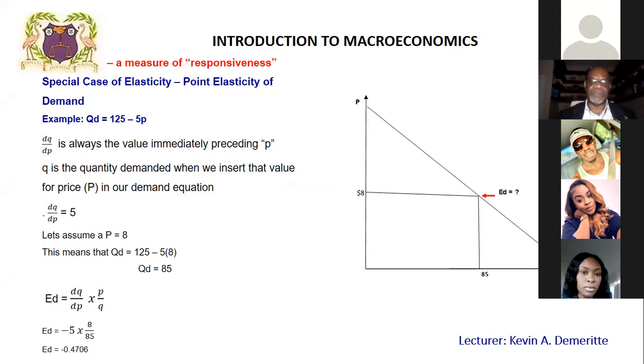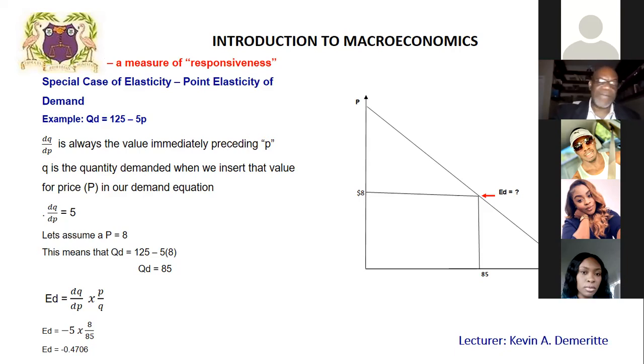Let's say, for example, I gave you, and I will give you in your homework, a demand function. In this case, QD equals 125 minus 5P. You've seen demand functions like this for a long time. Very straightforward, very simple. We know that if we plug in a P at any point, we can find out what quantity demanded would be at that price. Now, dQ/dP is always the value that's right in front of the P. So all you need to do is look at the demand equation, Q equals 125 minus 5P, and for dQ/dP there's nothing to calculate. It is the value immediately preceding the P, and in this example, that is -5.